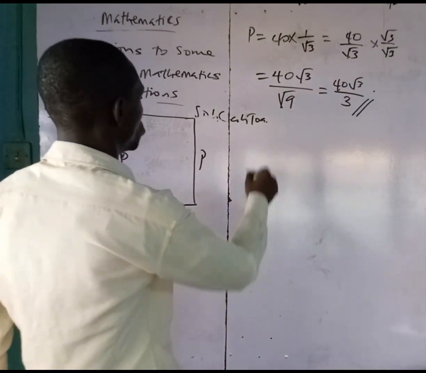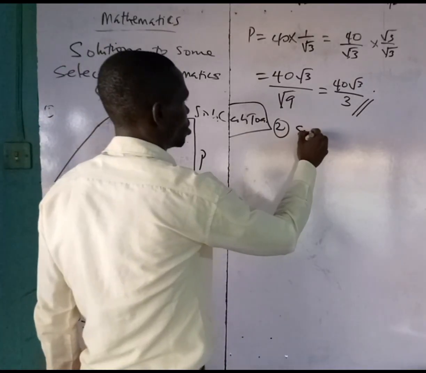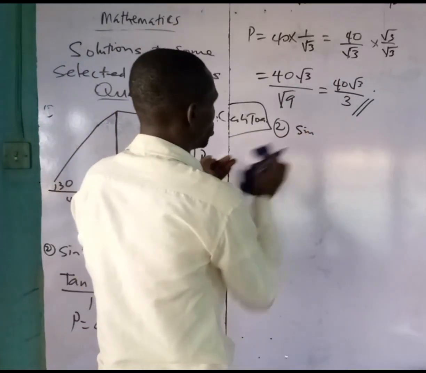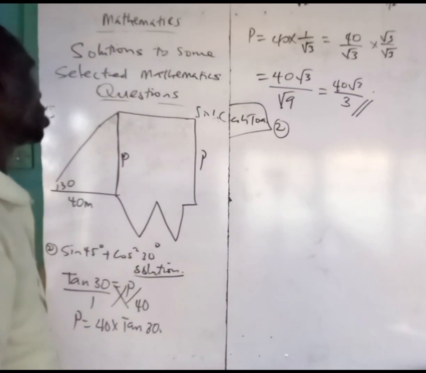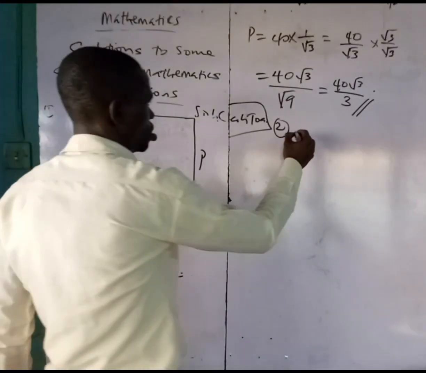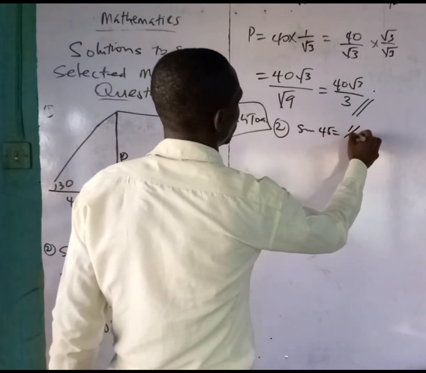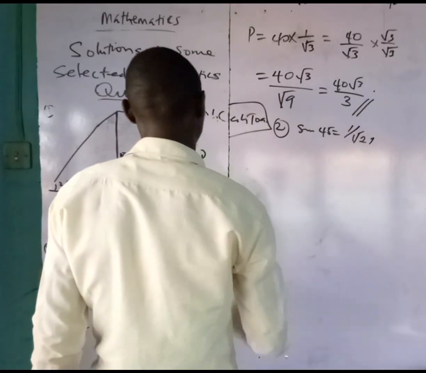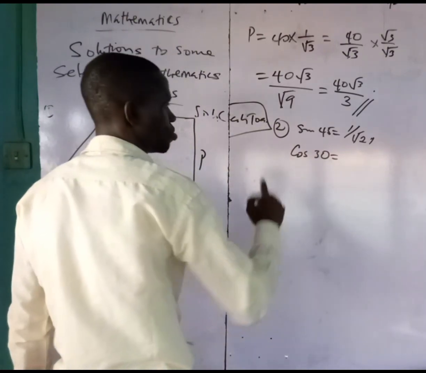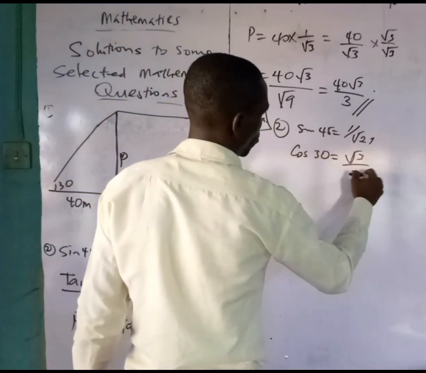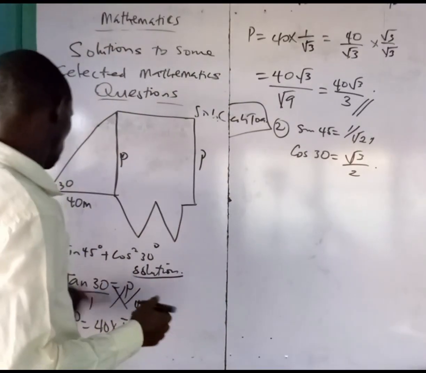Now let's quickly solve number 2. If you still remember, sine 45 is 1 over root 2, and cos 30 will give us root 3 over 2. Very good. So let's quickly slot this in and add.